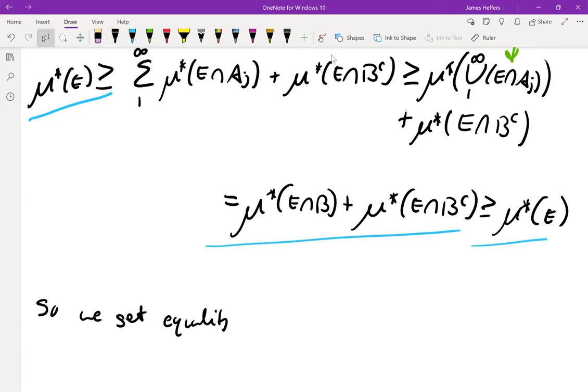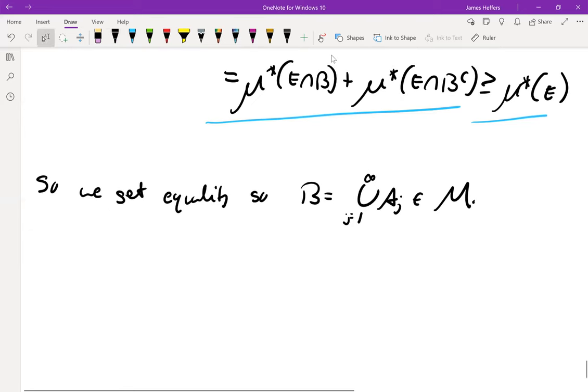And what that means then is B is in M. And remember, what was B? B was the full union. And that is now an element of M. So that gives us that M is a sigma algebra.